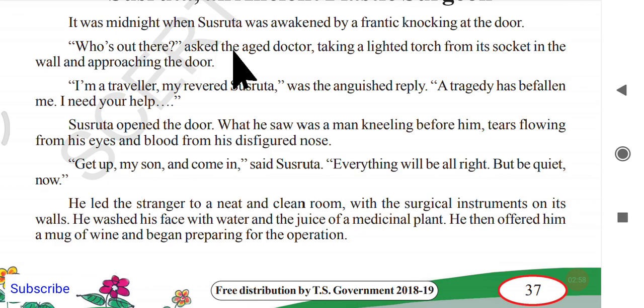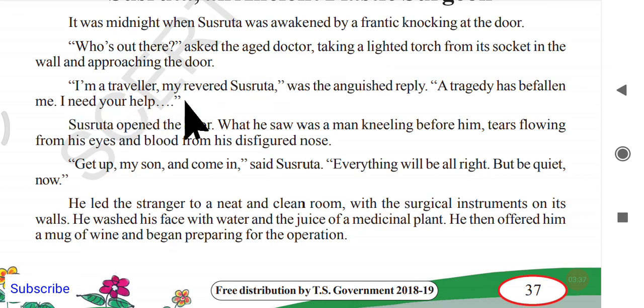So who is out there? asked the aged doctor. Aged doctor here is Sushrutha. Okay, Sushrutha is an old aged doctor. So he said, who is out there? Taking a lighted torch from its socket in the wall and approaching the door. So he got up and took a torch from the socket, in the sense just like a pocket that you usually have on a shirt. The same type of shape is there on the wall. They put all the things in that, just like a pocket shape. So he took a torch from that and he was also saying, who is out there?